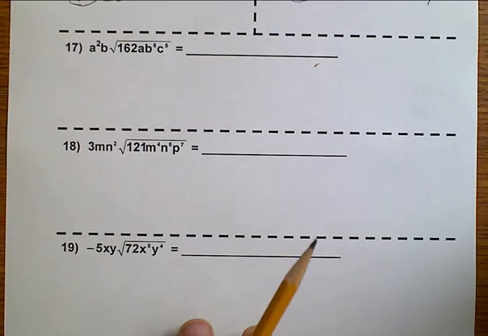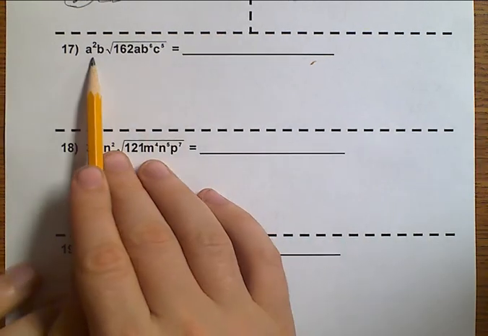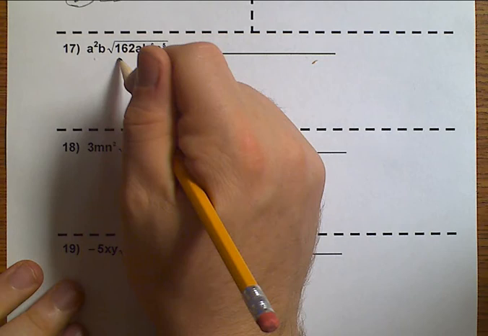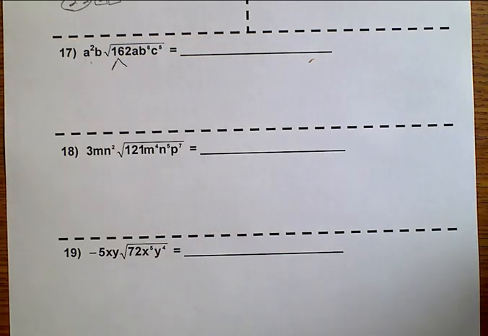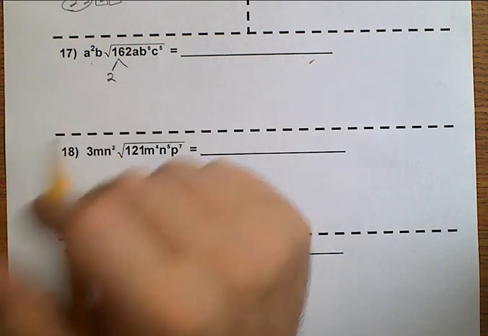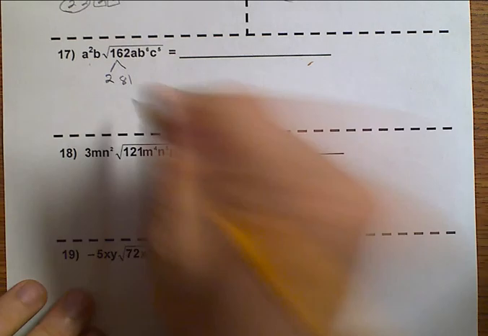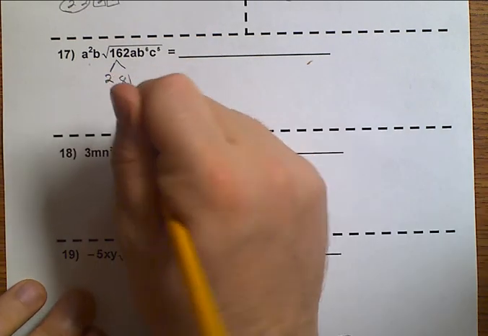Number 17. Here we already have some things on the outside. We're going to keep that in mind. And 162 is not a perfect square. However, I know it divides by 2. And if I take 162 and I divide it by 2 with a calculator, I'll get 81. And 81 is a perfect square of 9 and 9.